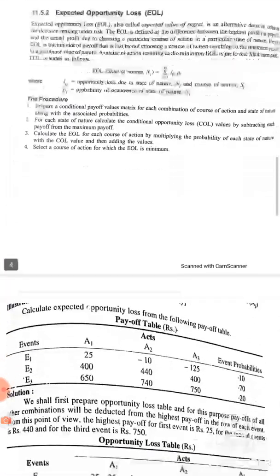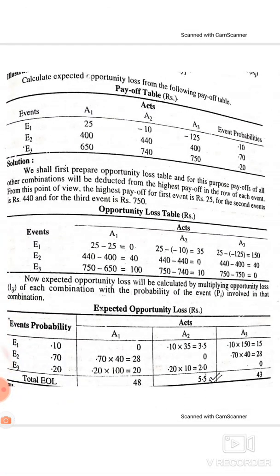The procedure is, first we have to calculate a conditional payoff value matrix for each combination of course of action and state of nature along with its associated probabilities. Then for each state of nature, calculate the conditional opportunity loss, that is by subtracting each payoff from the maximum payoff. Then we have to calculate the expected opportunity loss for each course of action by multiplying by the probability of each state of nature, and then select the course of action for which the expected opportunity loss is minimum. So the illustration is here. Calculate expected opportunity loss for the following payoff table.